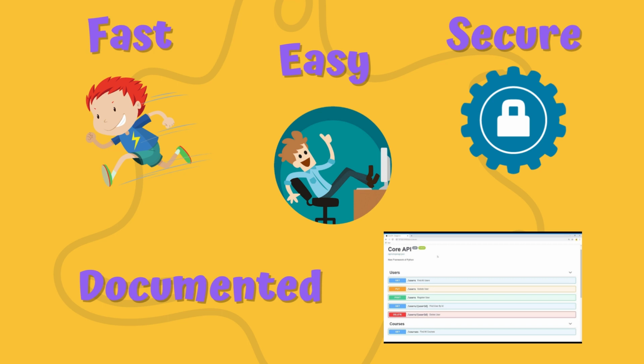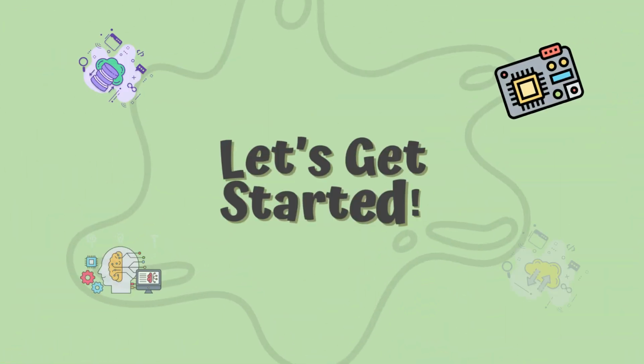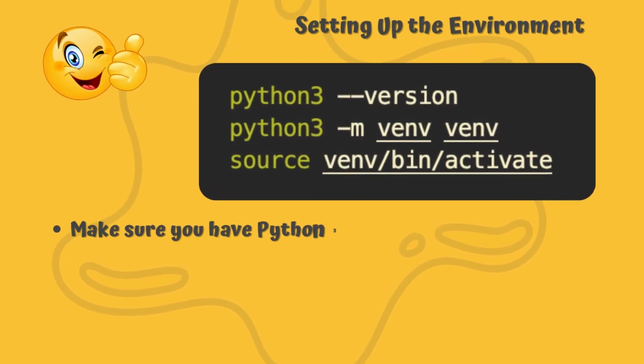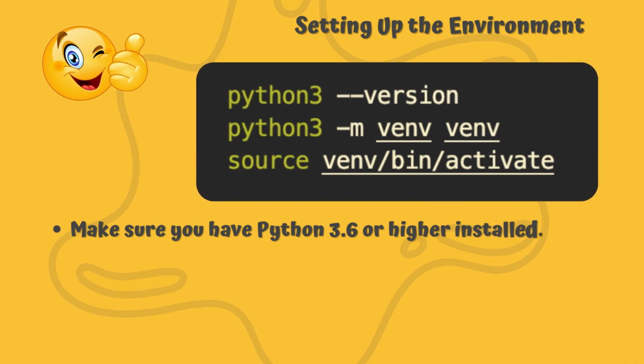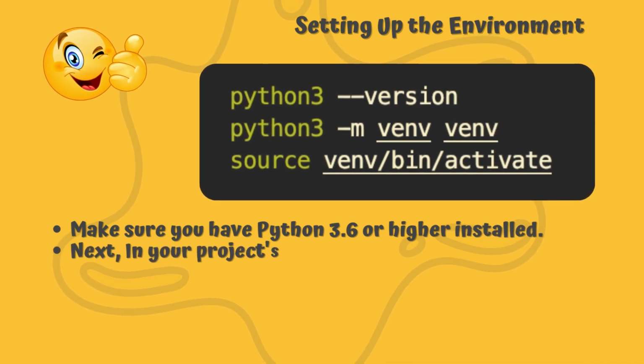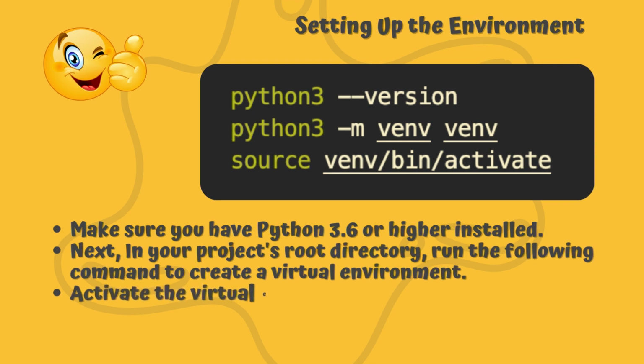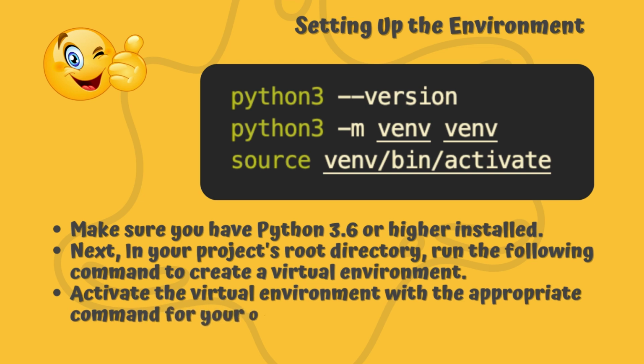Now that we have a good understanding of what FastAPI is and the advantages it brings to the table, grab your coding gear and let's get started. Step 1. First, let's make sure you have Python 3.6 or higher installed. Next, I'd like to introduce you to the concept of virtual environments in Python. While it's not mandatory, using a virtual environment is a best practice that can save you from a lot of headaches down the road. A virtual environment is a self-contained directory tree that contains a Python installation for a particular version of Python, plus a number of additional packages.